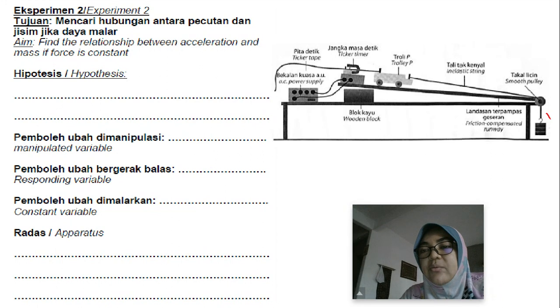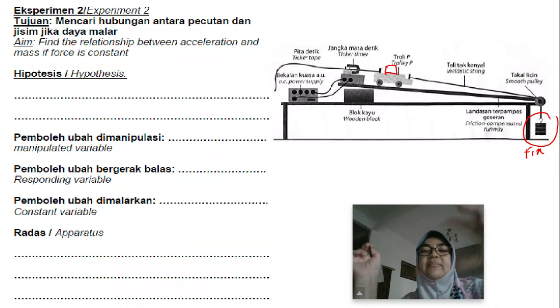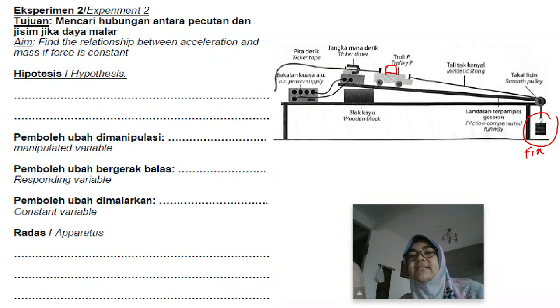Previously is the experiment acceleration against force, where we change the weight. For this experiment, for the relationship between acceleration and mass, the weight that is connected to the inelastic string is fixed. What we add is the mass on the trolley. We put weight on the trolley. The more weight we put, the more mass the trolley will be. Or we can add another trolley. We can put one trolley, two trolleys, three trolleys, and so on.